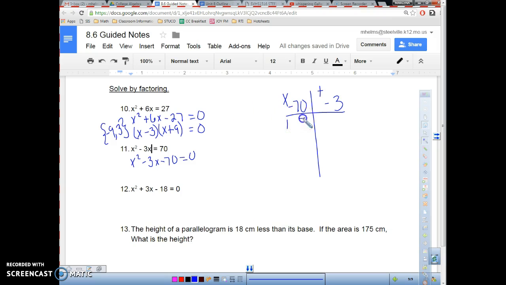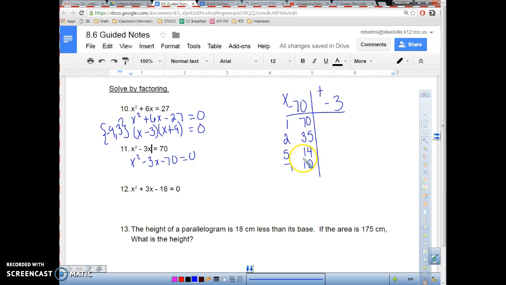We can still go 1 and 70. So then you go 2 and 35. 3 doesn't work. Then you try 4. 4 doesn't work. Then you try 5. We know 5 will work because it ends in a 0. So 5 and 14. Then you try 6. 6 doesn't work. We know 7. Well, 7 and 10. Then you try 8. 8 doesn't work. You try 9. 9 doesn't work. And 10's already in the column, so we know we're finished.